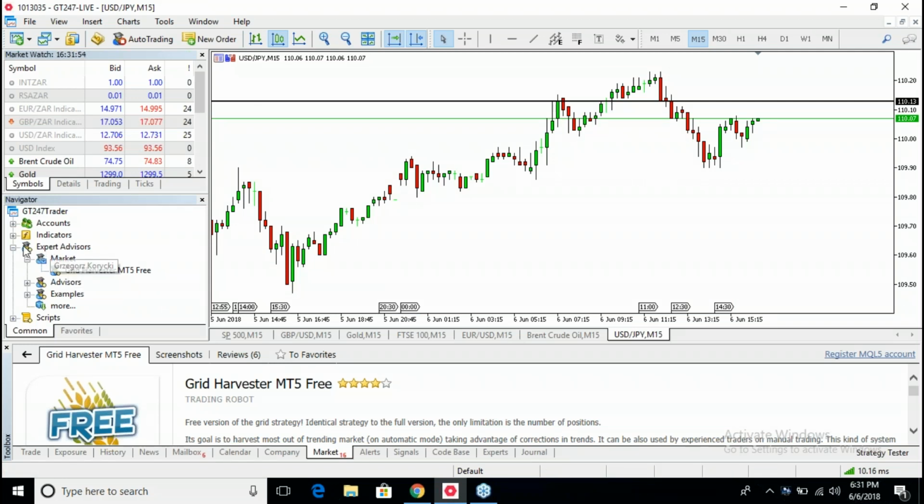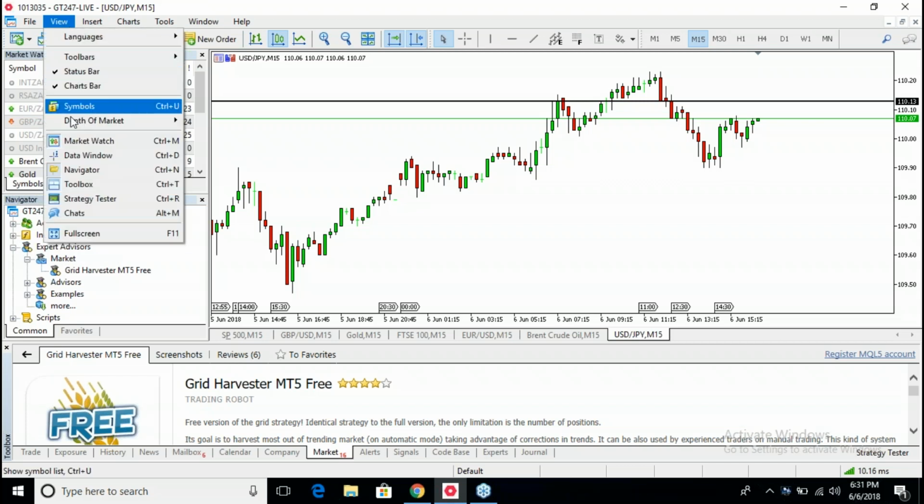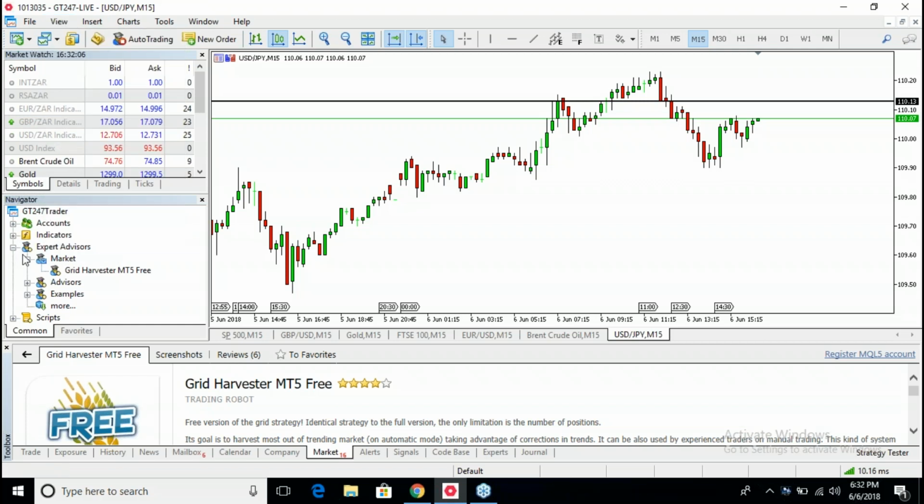You can see right here under Expert Advisors in your Navigator. If you don't see your Navigator, just click View and scroll down, and the Navigator will be there. Under Expert Advisors, it will normally be compressed like this. You just left-click on that plus sign. This one will also be like that. You click under Market, and there it is: your Grid Harvester MT5 free Expert Advisor that you just got from the MQL5.com marketplace, straight onto your platform and ready for you to use.